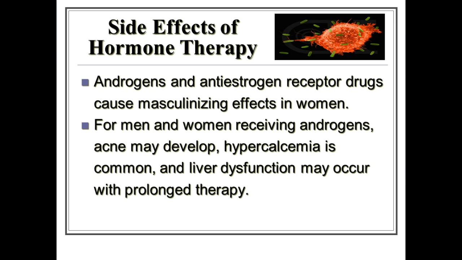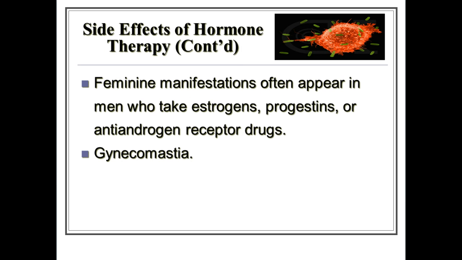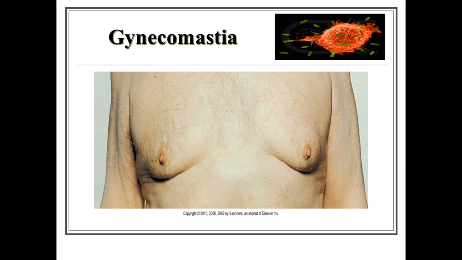And for women receiving androgens, acne may develop. Hypercalcemia is also common, and liver dysfunction may occur if it's prolonged. For men, a lot of times they say that feminine manifestations often appear in men who take estrogens or progestins, and they'll end up with gynecomastia, and that's where they'll develop breasts.